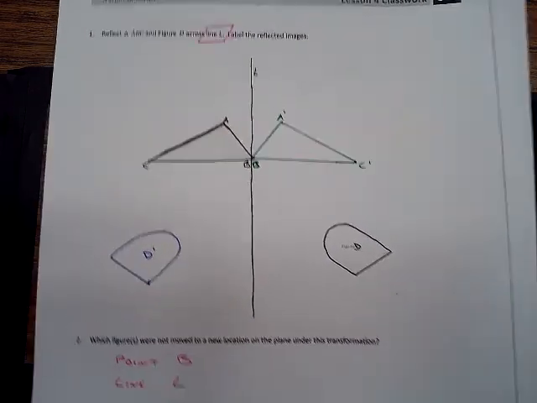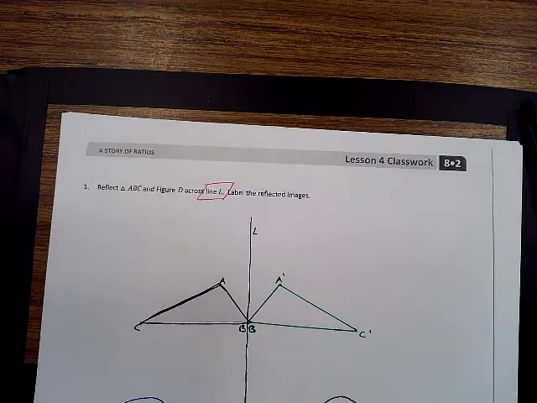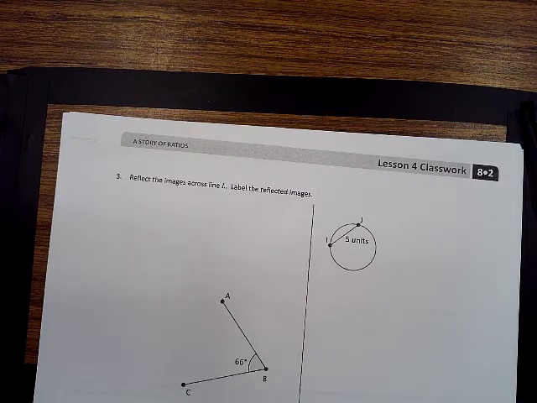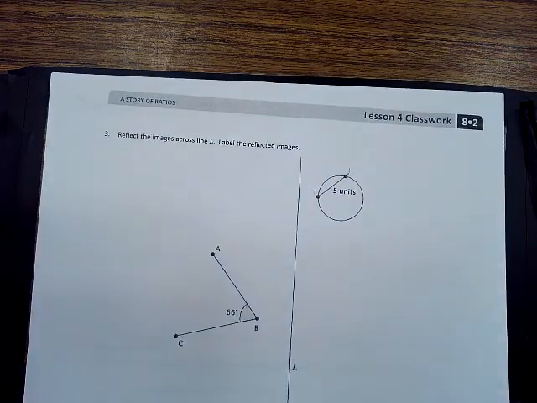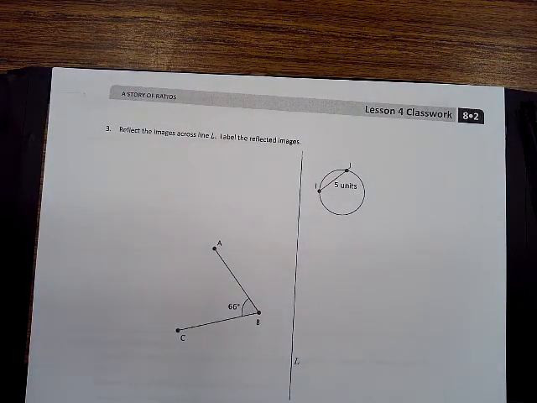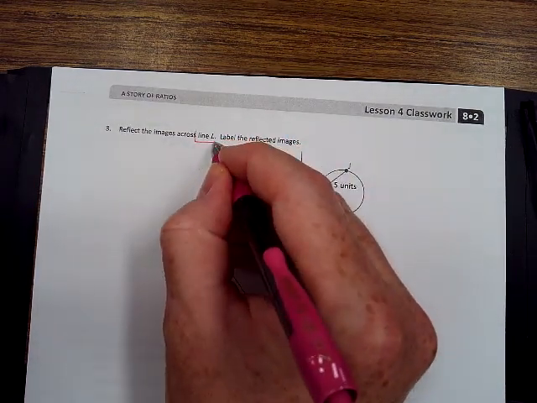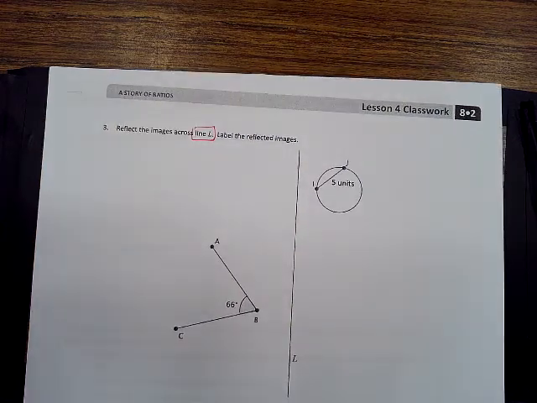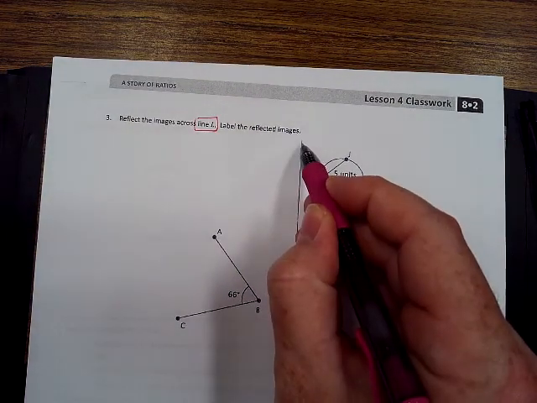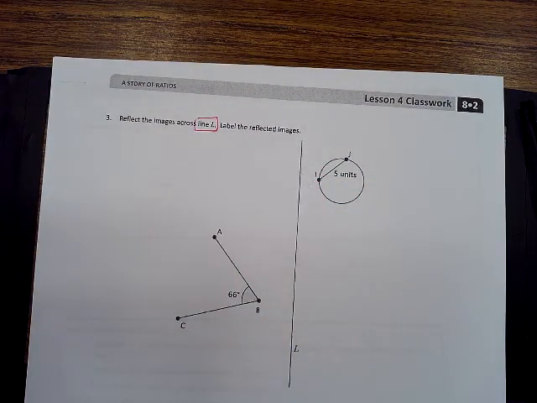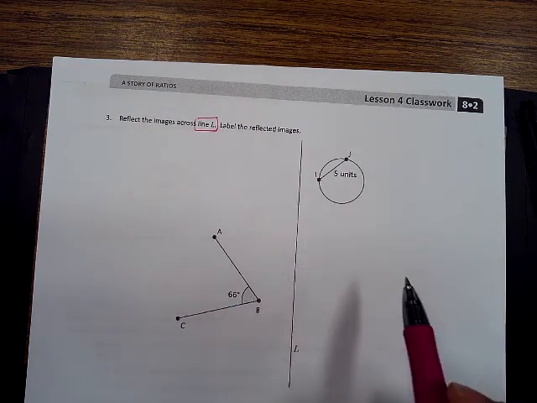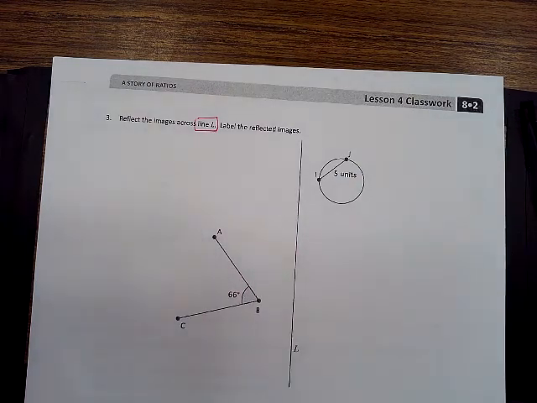So let's practice some more because I think you're getting it, but I want to make sure. Go to page 32. And on page 32, you'll see more reflection practice. Always remember to find your line of reflection first, your rule. And it says reflect the images across line L. So we are flipping over line L. So line L goes straight down the page right here. So we need to reflect across line L, which means flip over line L, and then label the images.